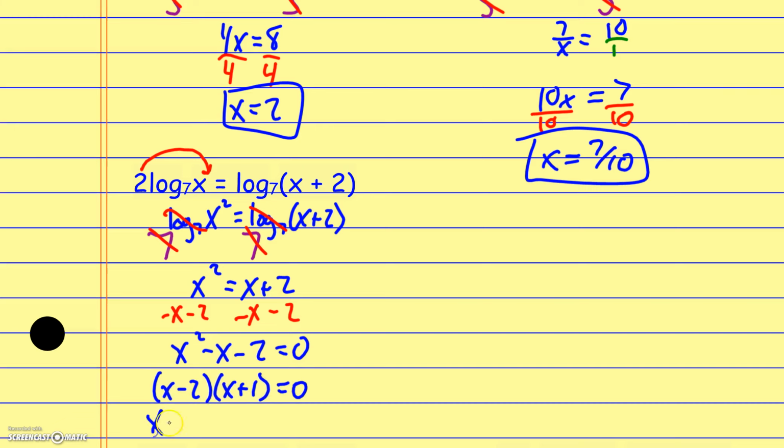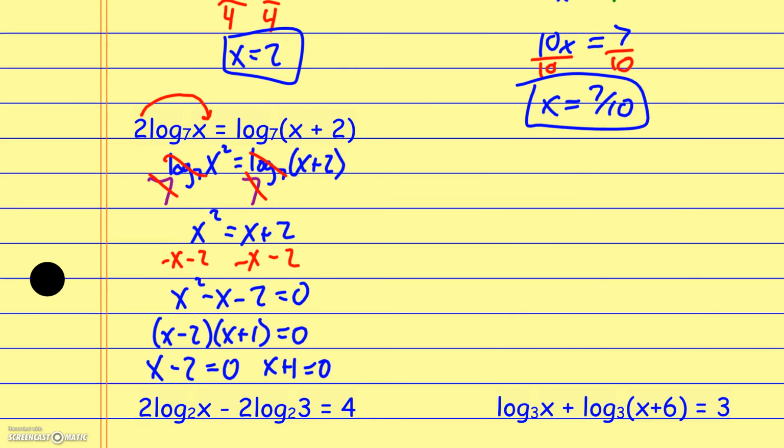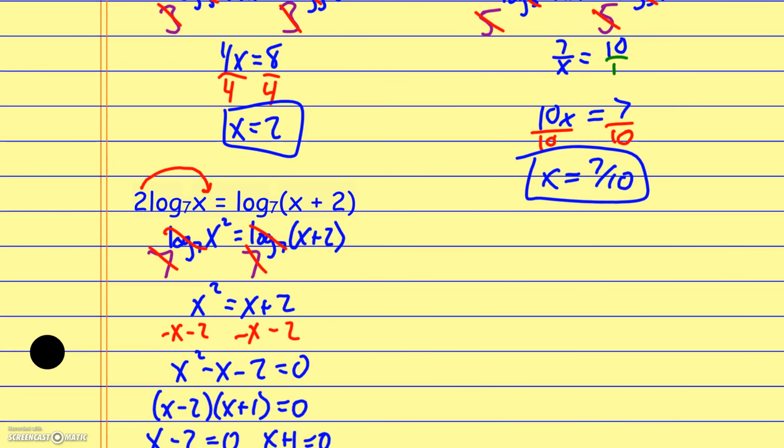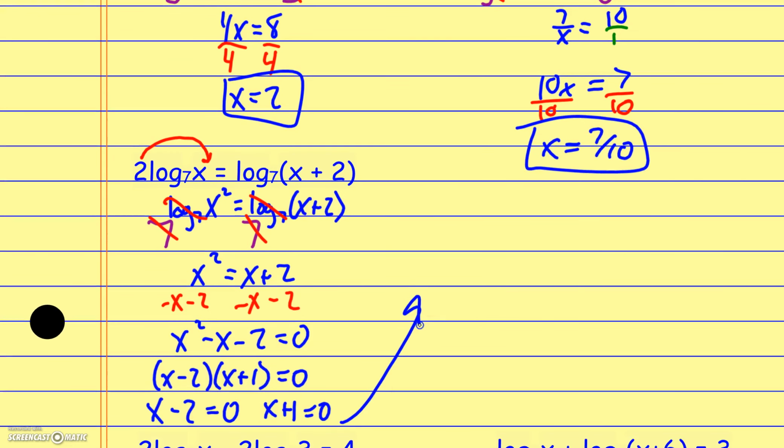I set each factor equal to 0. And now I solve each, and it looks like I ran out of room here. When I solve each of these, it gives me x equals 2 and x equals negative 1. But of course, the negative 1 is an extraneous solution. It's not going to work. So it's just the 2.